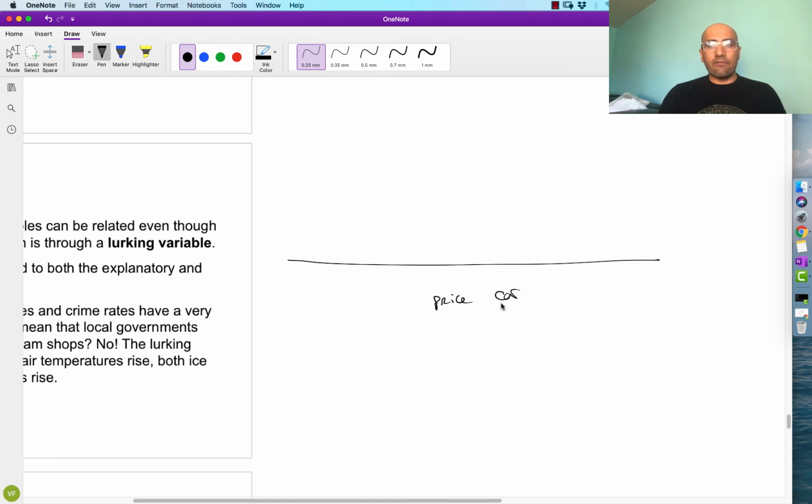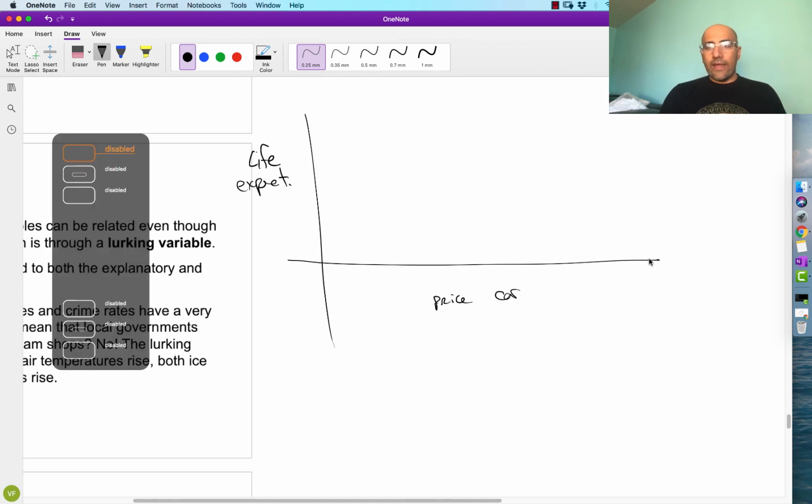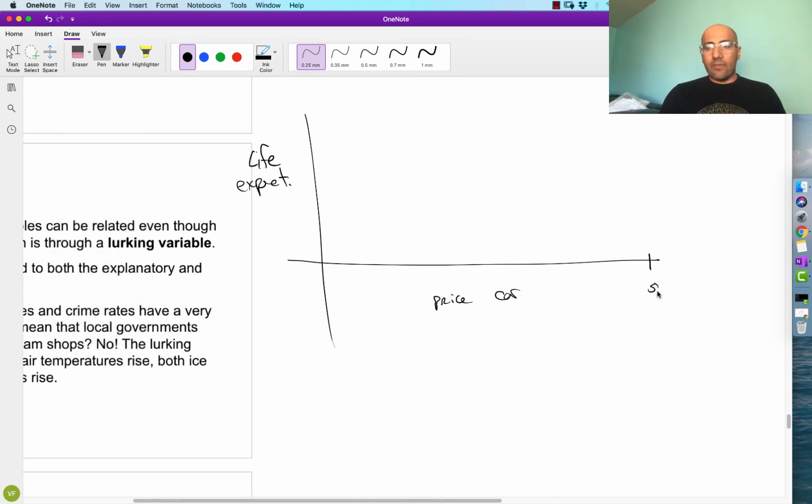the price of the car you drive is also connected to life expectancy. If you drive super expensive hypercars, way out here, like say a $5 million car, compared to the cheapest car you can possibly drive, let's say a $700 car.